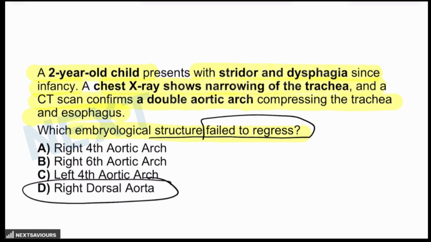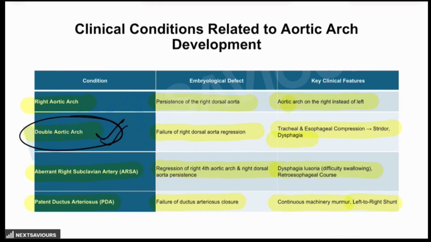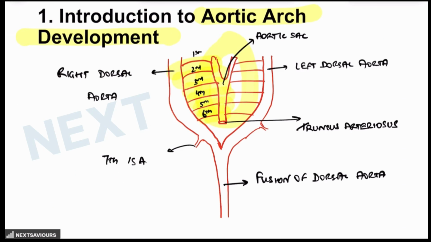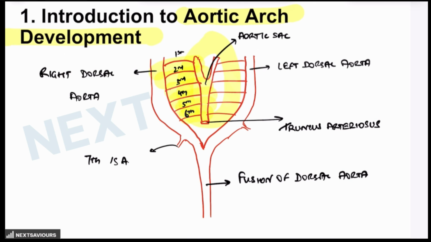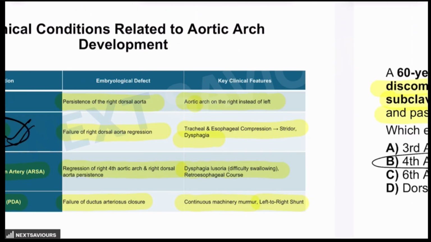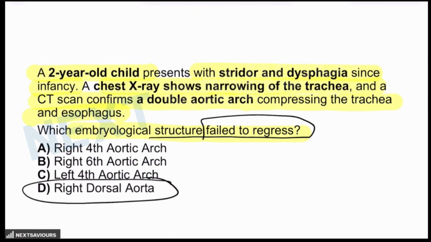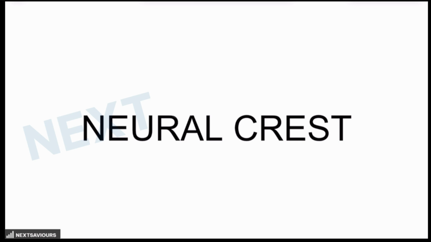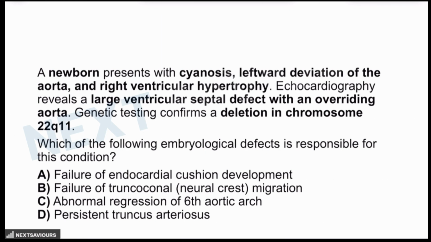So, this is how the questions are getting asked today. Means not only about the normal aortic arch you have to remember, but the abnormalities associated with this, and these are the classical examples which are commonly kept in your questions. Coming on to the next structure, that is neural crest. Now, if I give you a sample question that a newborn who is presenting with cyanosis, left deviation of the aorta, right ventricular hypertrophy.